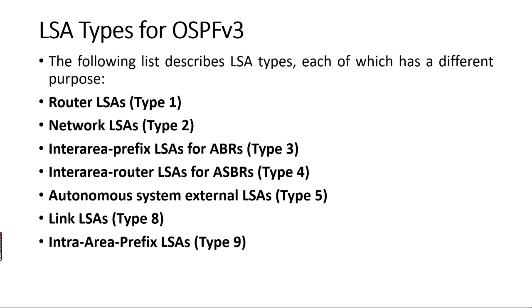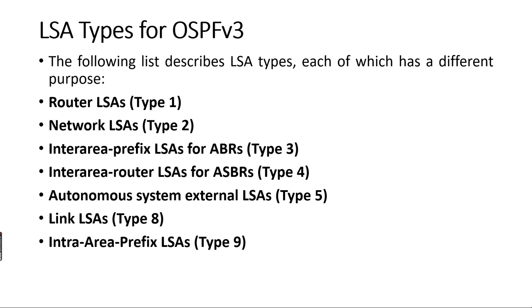And the next type is type 5, which is autonomous system external LSAs. It redistributes the routes from another autonomous system, usually from a different routing protocol. In OSPF v3, the addresses for these LSAs are expressed again as prefix length instead of the address and the mask. And in the same way, the default route can be expressed as a prefix with length 0.